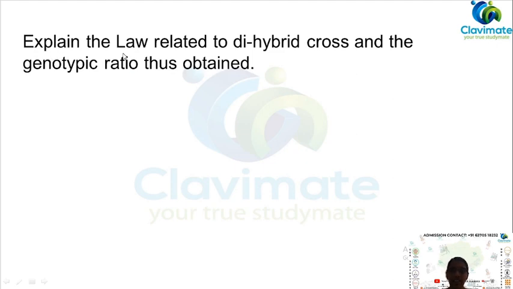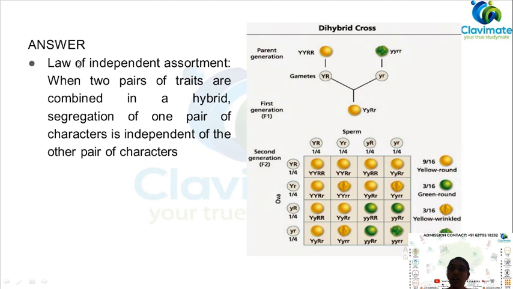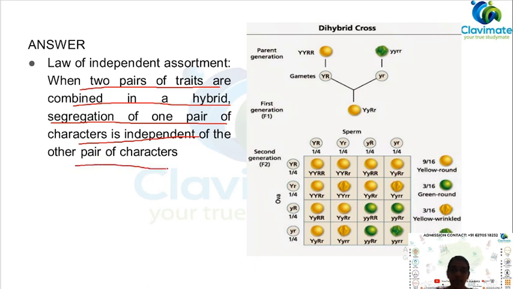Here we have to explain the law related to dihybrid cross and the genotypic ratio thus obtained. For the monohybrid cross, we saw two laws: the law of segregation and the law of dominance. And here we are going to see the third law, the law of independent assortment. Here, two pairs of traits are combined in a hybrid. Segregation of one pair of characters is independent of the other pair of characters. So here we have two pairs of characters: yellow round seed and green wrinkled seed.